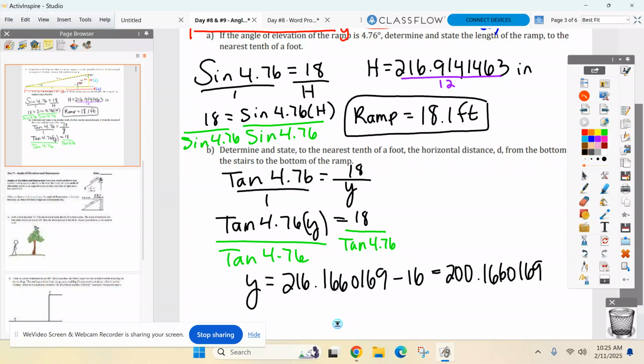You'll notice I didn't bother, Kira. You have to divide by 12. Yep, I noticed I didn't round. I didn't round this 200 because, again, got you for a third time maybe. It says to the nearest tenth of a foot, and this is all in inches.